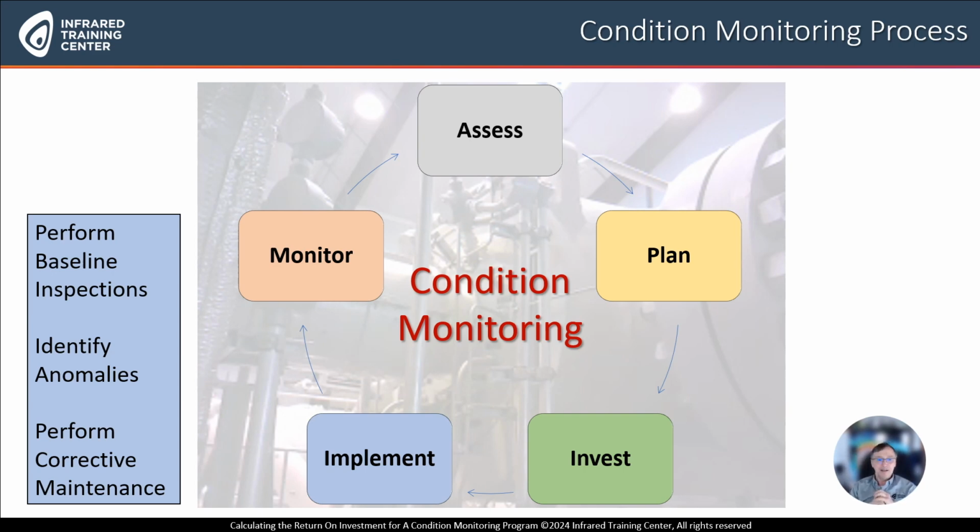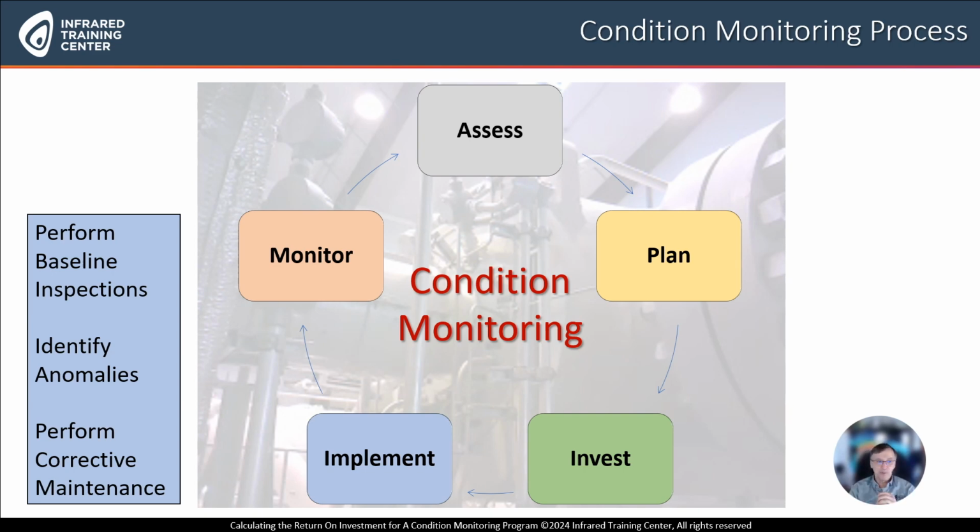The best way to start a condition monitoring program is to perform baseline inspections. What do these components look like today? And at some point in the future, we'll be able to compare with them so we can see what has changed. And that's a critical step that many people miss.